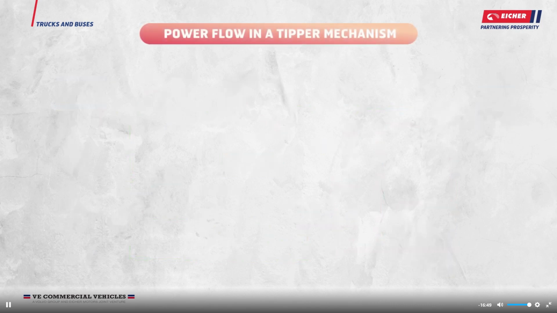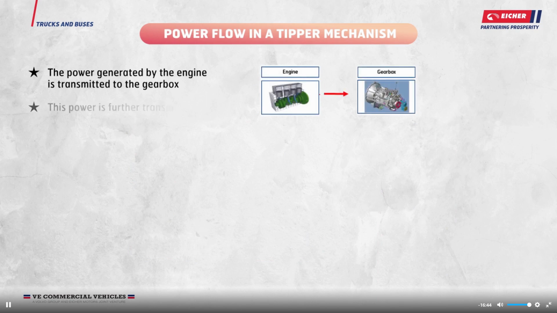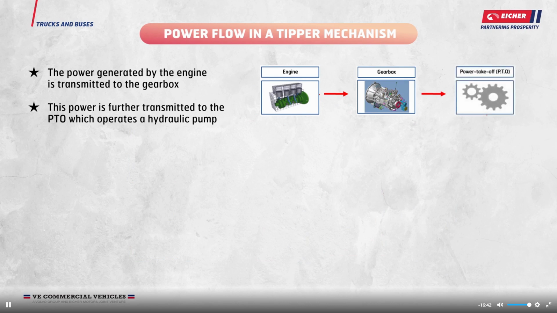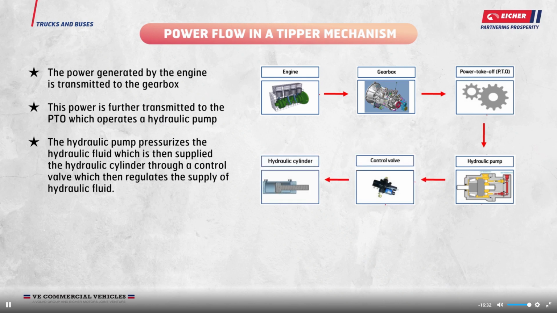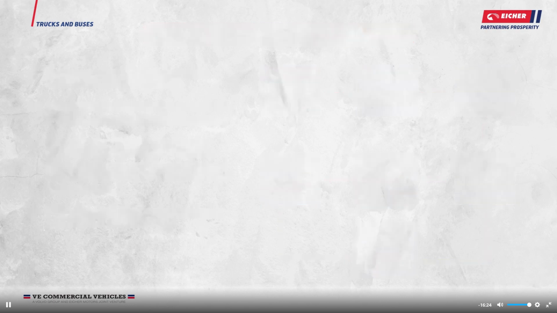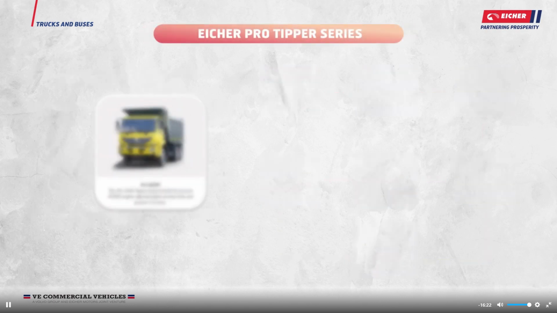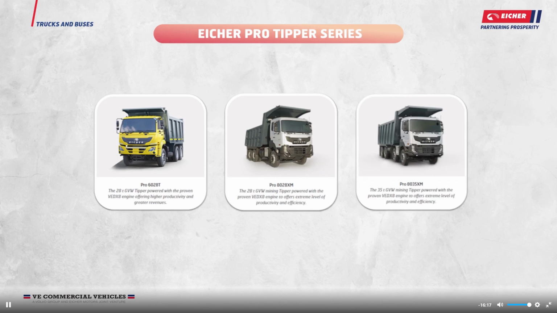Power flow in a tipper mechanism. The power generated by the engine is transmitted to the gearbox. This power is further transmitted to the PTO, which operates a hydraulic pump. The hydraulic pump pressurizes the hydraulic fluid, which is then supplied to the hydraulic cylinder through a control valve, which regulates the supply of hydraulic fluid. This will actuate the hydraulic cylinder to lift and lower accordingly. EICHER Pro Tipper series includes Pro 6028T, Pro 8028XM, and Pro 8035XM as shown on the screen.